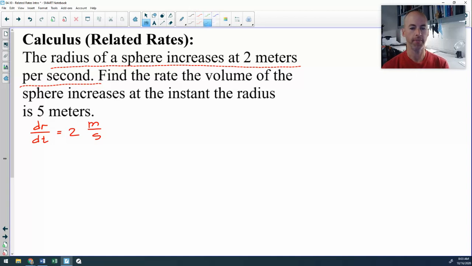The question: find the rate the volume increases. So we're trying to find the rate the volume increases. That means the derivative of the volume. So we could say v prime, but again, keeping with the same notation, we're trying to find dv dt at the instant the radius is 5.